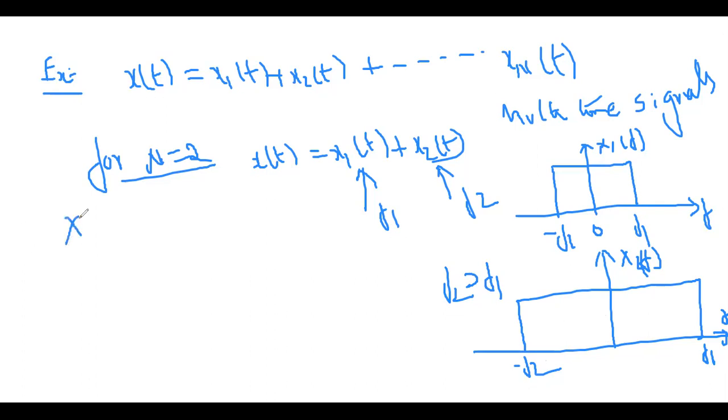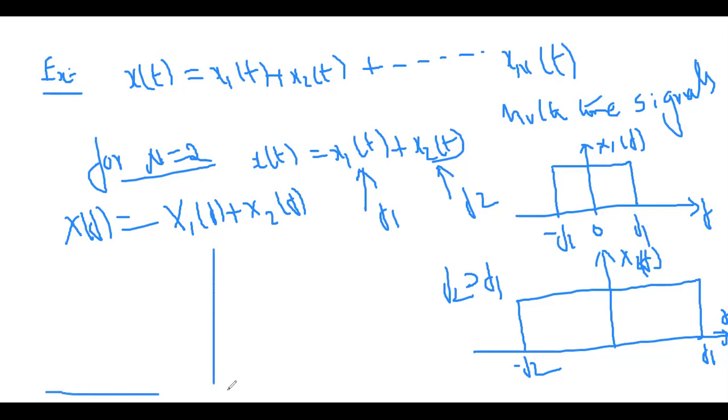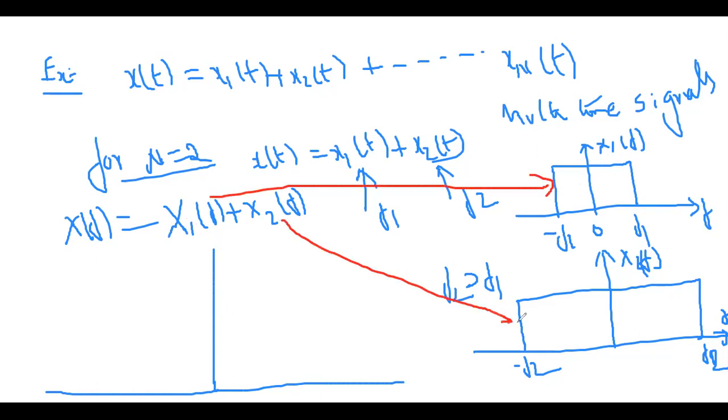Combining the two functions means applying the Fourier transformation to x of f, which is x1 of f plus x2 of f. Now we can add the two functions to get x of f, the multi-tone. Individually, the band limited signal for x1 of f is f1 and for x2 of f is f2. Now, what is the band limited for x of f? Because it's a multi-tone, individually we have x1 of f and x2 of f.